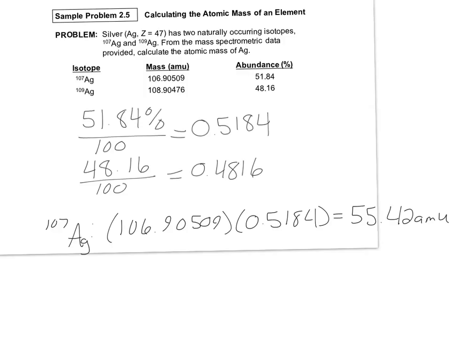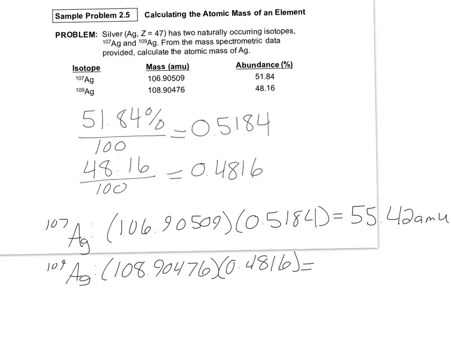We do the same thing for silver 109, so I've got Ag 109. I have 108.90476 times 0.4816, so that's going to equal, if I type that in the calculator, 52.45 atomic mass units.